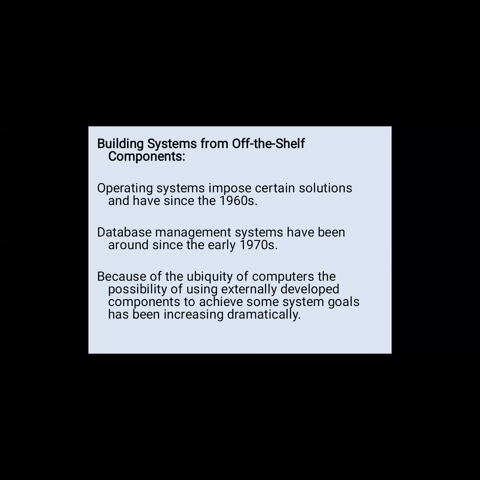These components are used to achieve the desired quality attributes, and we easily identify the errors. These components are used to reduce the time to develop new software architectures. If you observe here, operating systems we have been using from the 1960s, and database management systems from the 1970s. Because of the ubiquity of computers, the possibility of using externally developed components to achieve some system goals has been increasing dramatically.